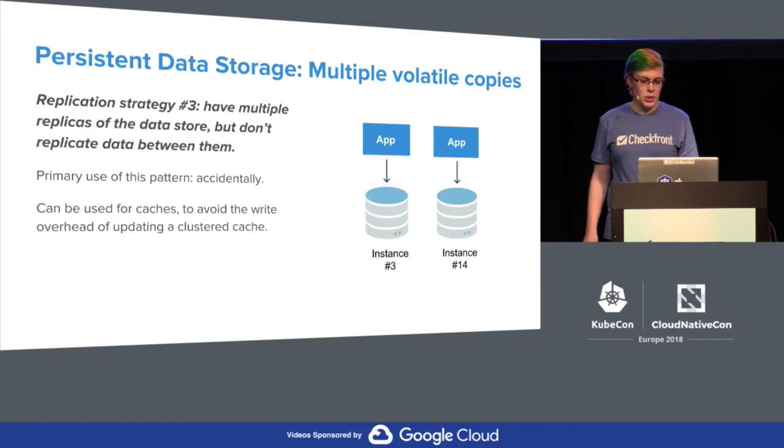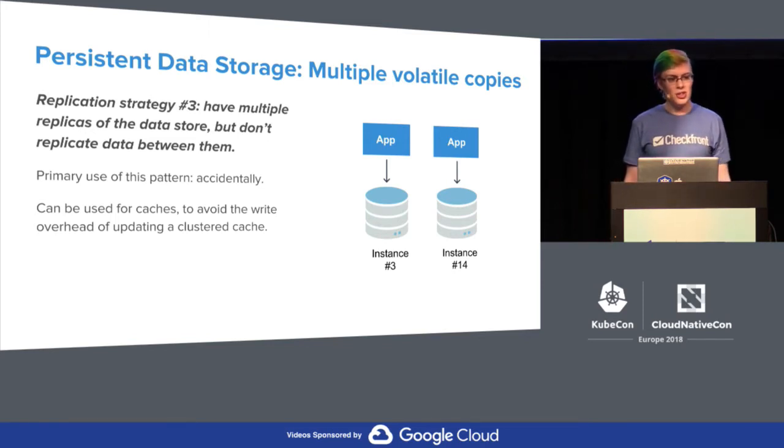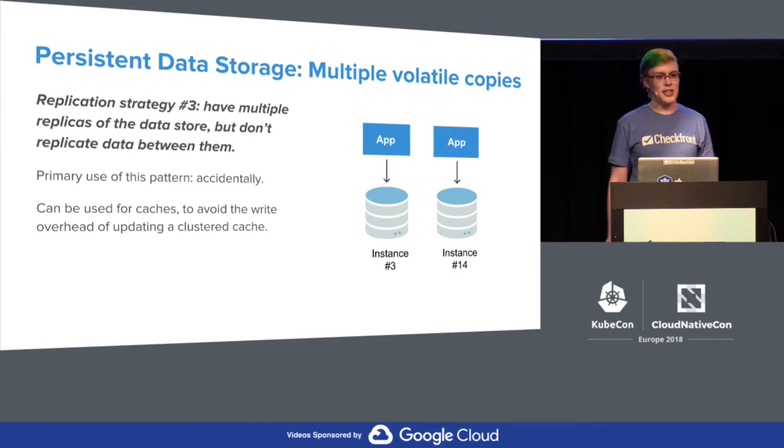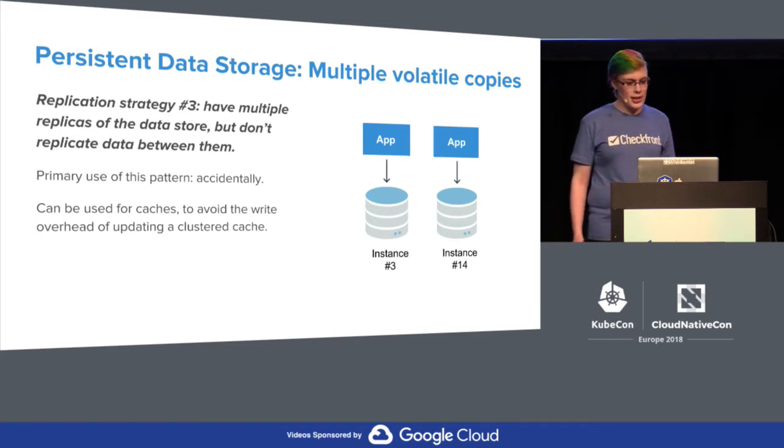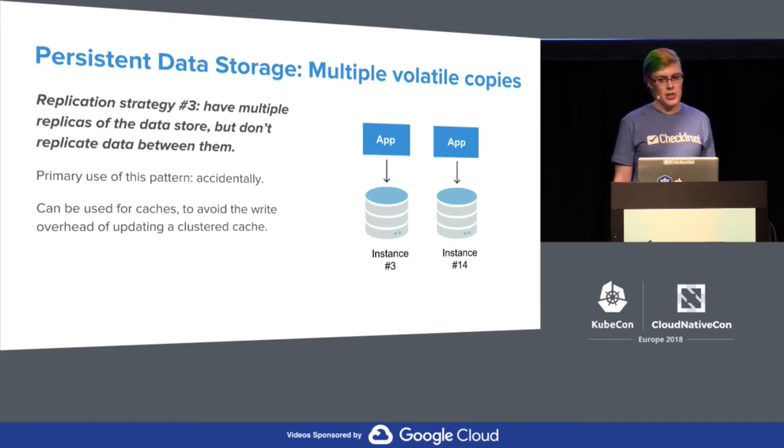Third strategy is having multiple volatile copies. It's really easy to do by accident, and I've seen a lot of bugs that wind up being something is stored on disk as if it's persistent, but there's multiple instances. It's a good pattern for caching, but I would highly recommend never planning on using it, just because there's always going to be circumstances where the data becomes ephemeral when you don't expect it.